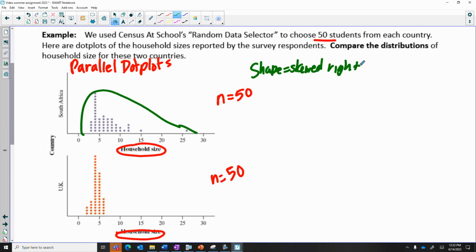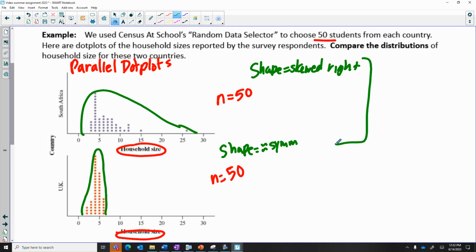The shape of UK looks approximately symmetric, or maybe skewed left. I'm going to say approximately symmetric for now. So if I had to write a comparative sentence about shape, I would want to say the shape of the household size for South Africa is more skewed than the UK, or the UK is more symmetric than South Africa. So I'm going to do that now.